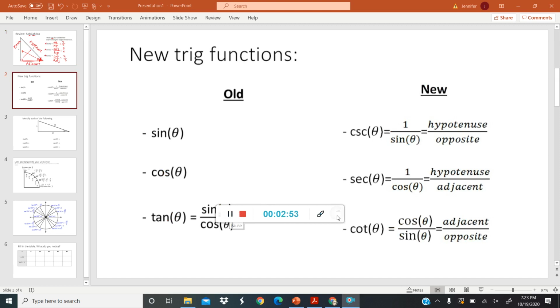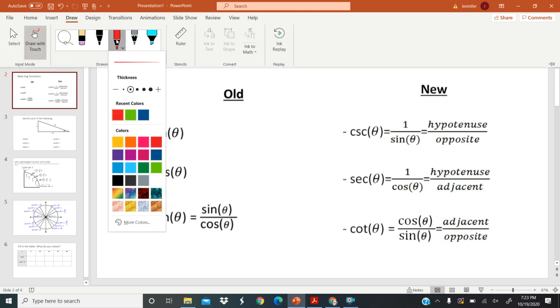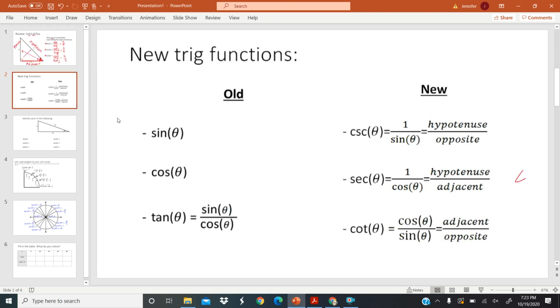Okay, so then today we're going to get into a few new trig functions as well. So we already have sine, cosine, and tangent. Those are the ones that you already know. Something that you potentially don't know about tangent is that tangent is opposite over adjacent, but you can also find the tangent just using sine and cosine, because tangent is going to be the sine of an angle divided by the cosine. So that's something you're going to want to make a note of.